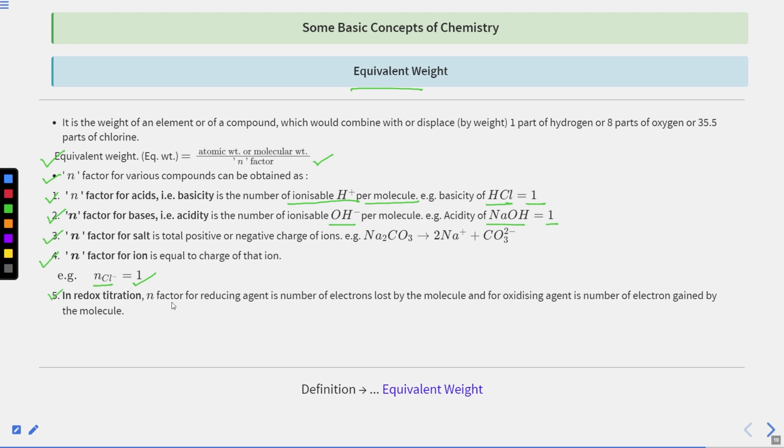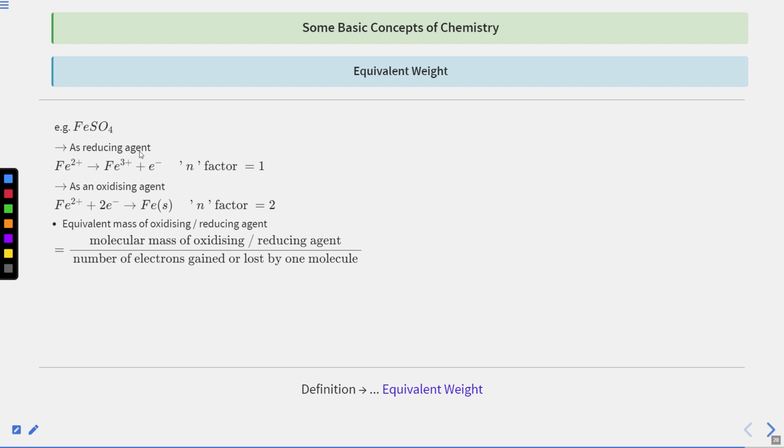In redox titration, the N factor for a reducing agent is the number of electrons lost by the molecule, and for an oxidizing agent it is the number of electrons gained by the molecule. For example, FeSO4. As a reducing agent, Fe2 positive gives Fe3 positive and an electron, so the N factor will be 1, because the number of electrons lost is 1. If we see it as an oxidizing agent, then Fe2 positive plus 2 electrons gives Fe, so the N factor will be 2 because 2 electrons are gained by the Fe ion. So the equivalent mass of an oxidizing or reducing agent will be equal to its molecular mass divided by the number of electrons gained or lost by one molecule.